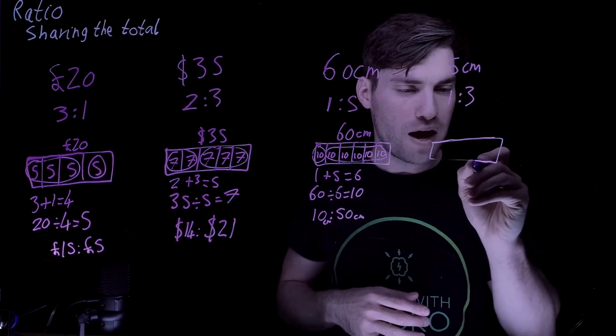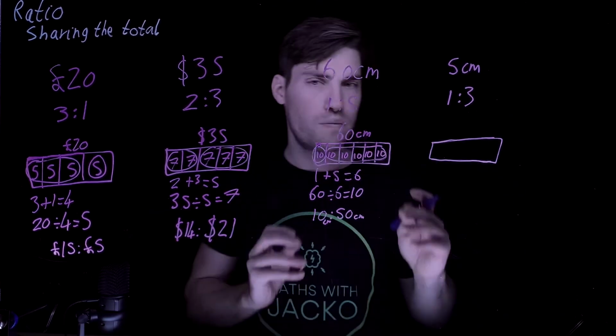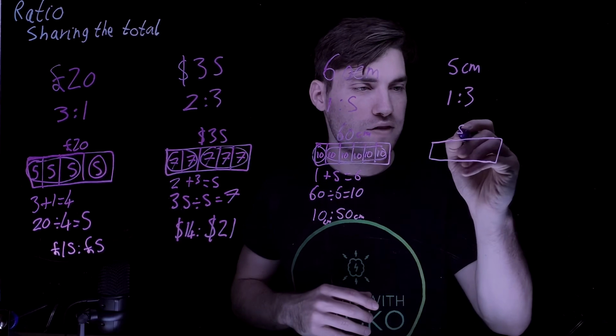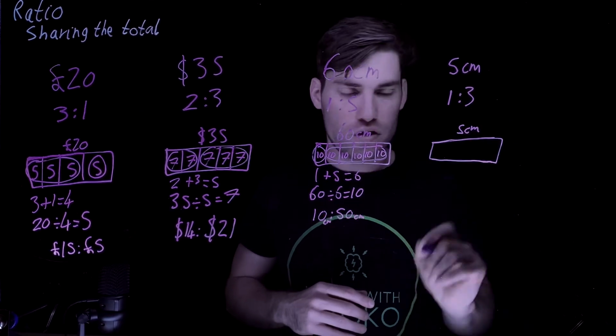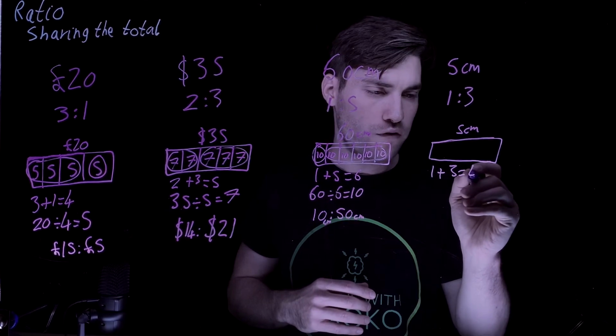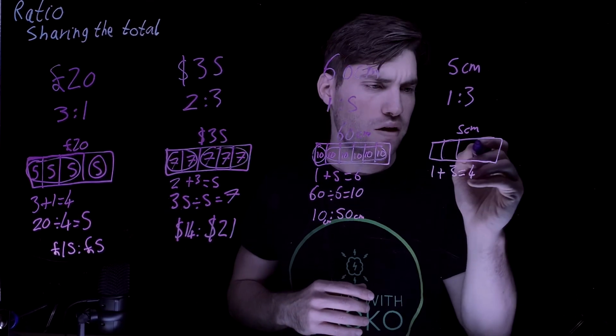Yeah, and this is called bar modelling. It's a great tool, it's using loads of topics. It's good to know. It's a good tool to fall back on, as I was saying before. And this is 5 centimetres. And that's 1 to 3. So we do 1 plus 3, which equals 4. So 4 parts. So 2, 3, 4.